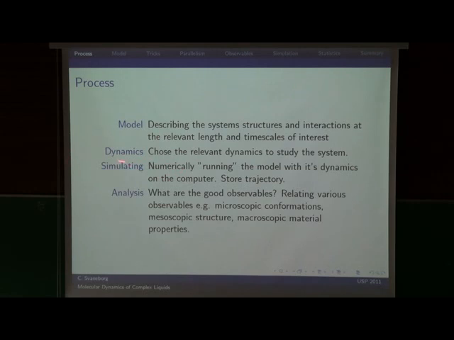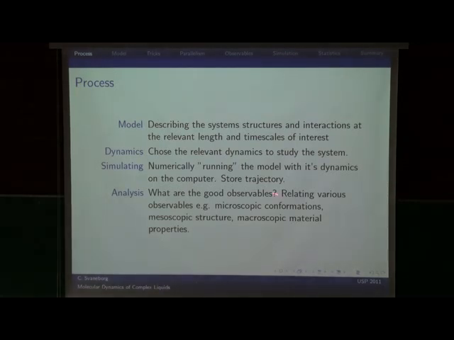We need to do the actual simulation, which means numerically running the model with the dynamics we picked on the computer, and storing the trajectory. And then what have we achieved? We know the time evolution of the system, we know the coordinates of all the beads that we use in our model, but then we have to analyze this. We have to ask, what are the good observables? What are the numbers? We cannot use 1 million coordinates for anything. We have to condense these 1 million coordinates into observables that we can compare to experiments and that tell us about the physical properties of the system.